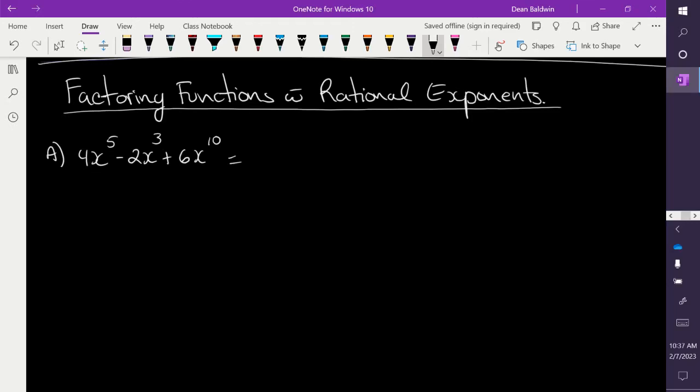Do? If I asked you to take out the greatest common factor here, what would you do? Two x to the power of 3? What's inside the brackets? All right. That's the right answer, right? Okay. How did you get that answer?